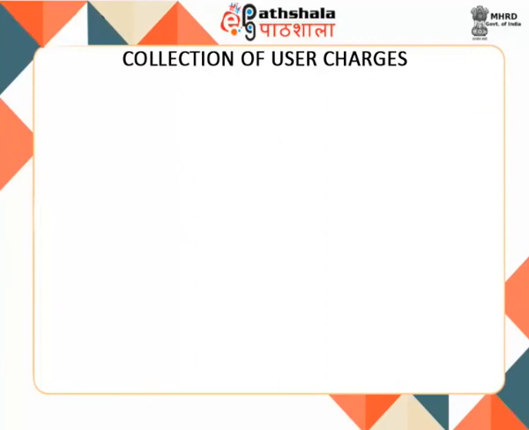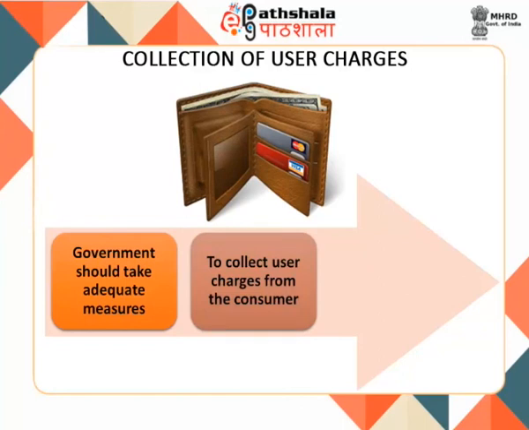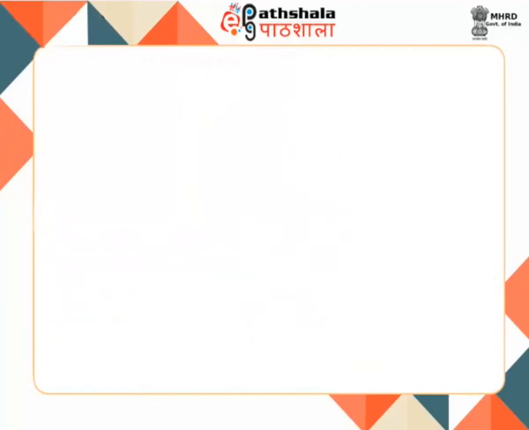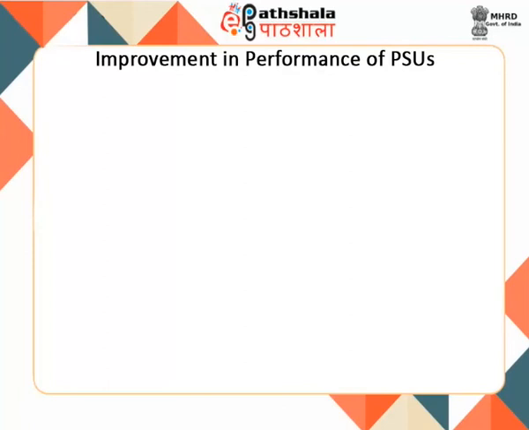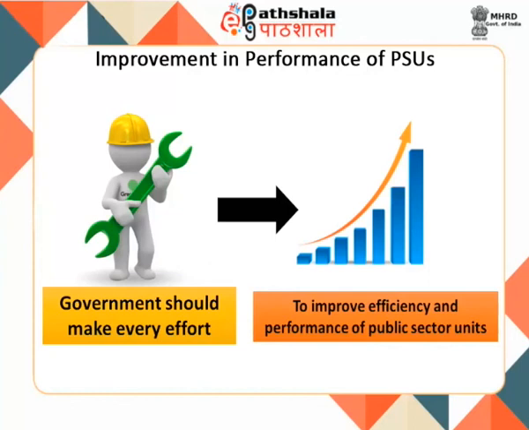Collection of user charges. The government should take adequate measures to collect user charges from the consumer in respect of public utilities like water supply, electricity, irrigation, transport, etc. Improvement in the performance of PSUs. Due to poor performance of PSUs, the government loses a good amount of revenue by way of dividends. Therefore, the government should make every effort to improve efficiency and performance of public sector units, PSUs, which in turn would enable the government to obtain more funds for productive expenditure.